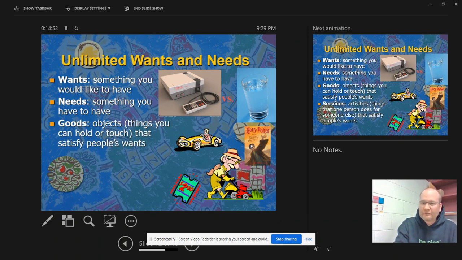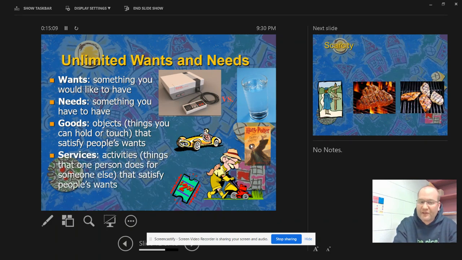Then goods. Okay, goods are objects, like tangible things. My cell phone right here is a good. I can touch it. That's something that we can touch. It's tangible. That helps satisfy people's wants.